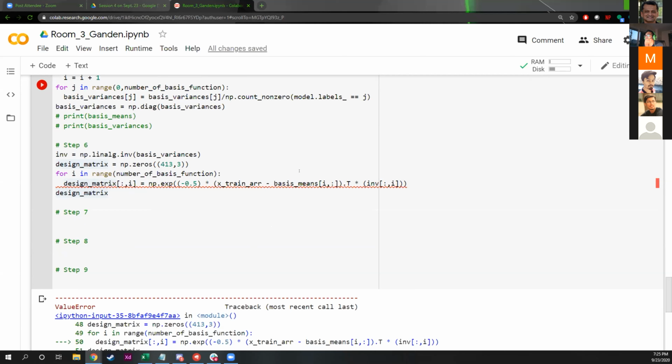I'm giving you the remote control if you want to go ahead. Okay. So the inverse, I just want to see the shape of it first.